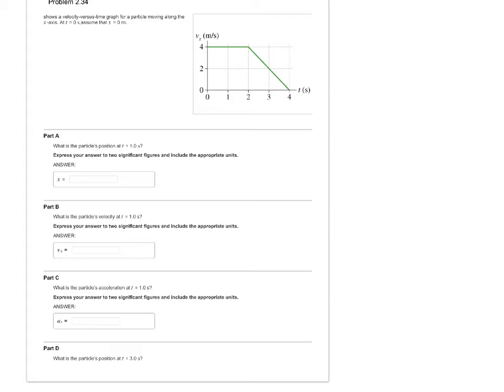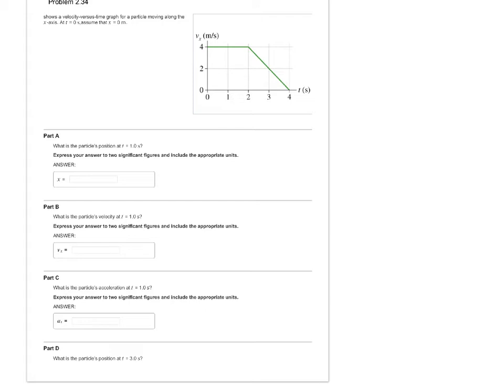Now, you know from our lab that you can't determine position directly from a motion graph. All we can determine is the change in position or displacement. So in order to figure out where we are, we have to know where we started and what the change was. So let's start with that.